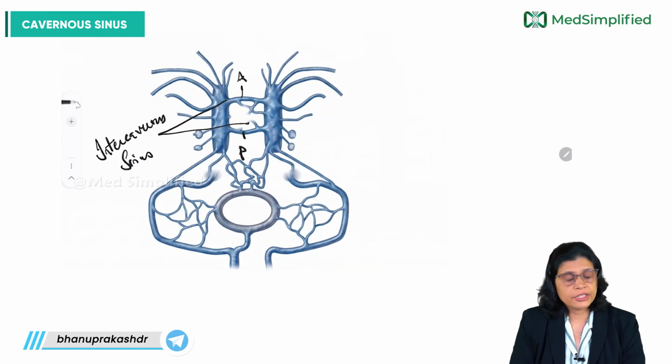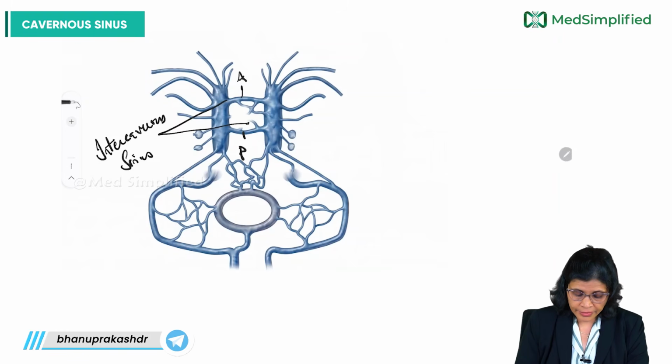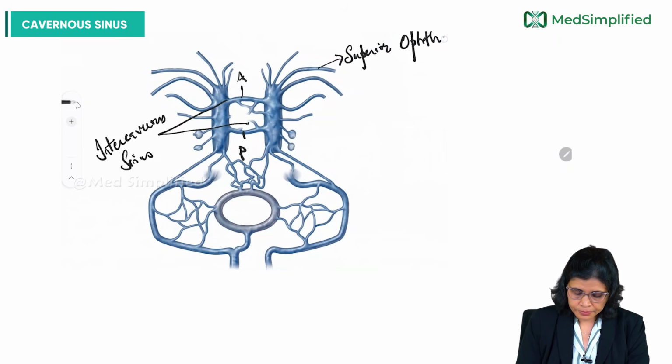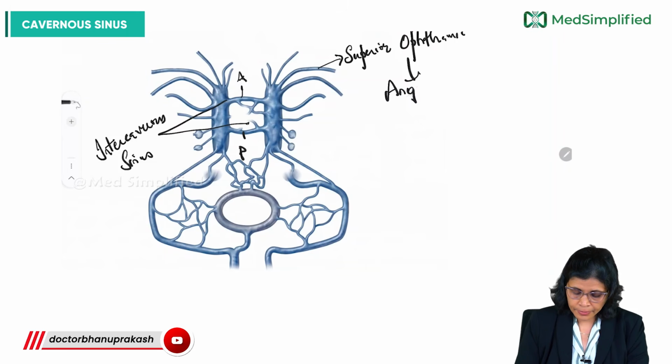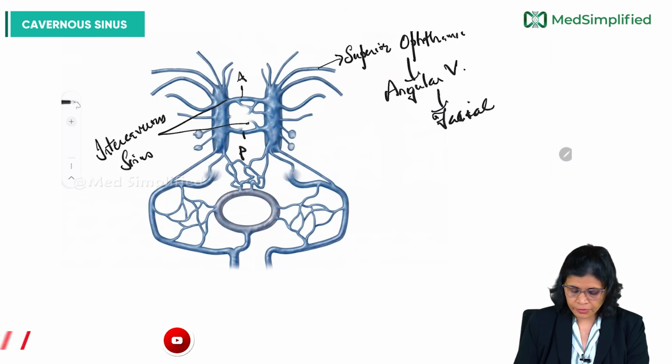Then to the facial vein. This is very important. So, facial vein, it communicates via 2 routes. One is, here we have the superior ophthalmic vein. So, this to angular and from there to the facial. This is one route. It goes to the facial.